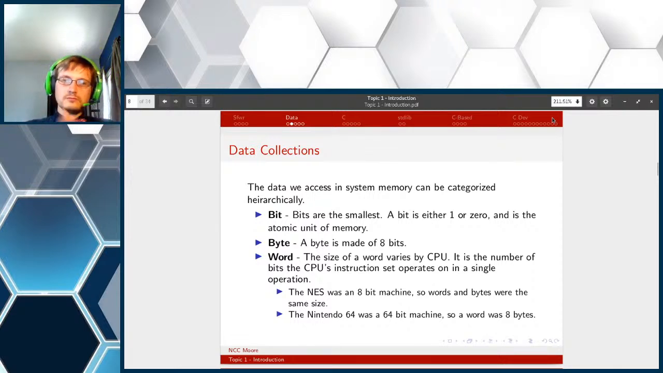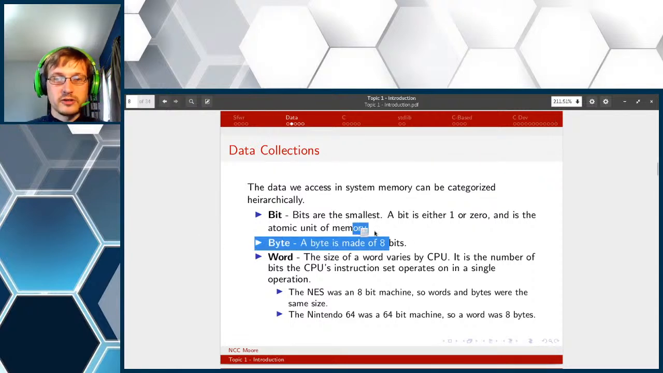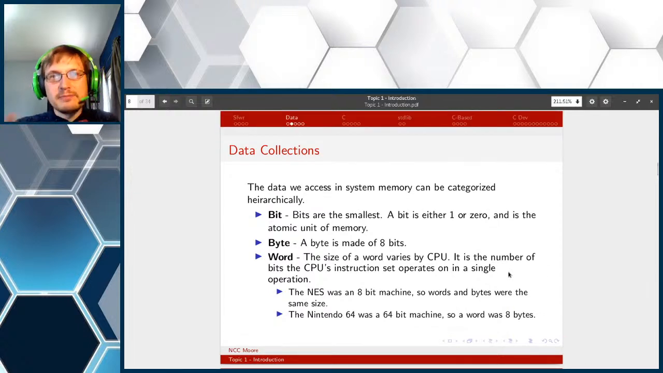So, just to review some very basic concepts. The data that we access in system memory can be categorized hierarchically. The smallest unit of memory is a bit. They are either a 1 or a 0. They are the atomic unit of memory. There is nothing smaller than a bit. They are the atoms of our digital universe. A byte is made up of 8 bits, and it's as simple as that.